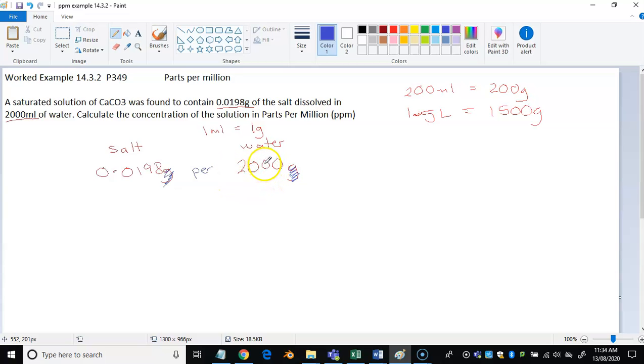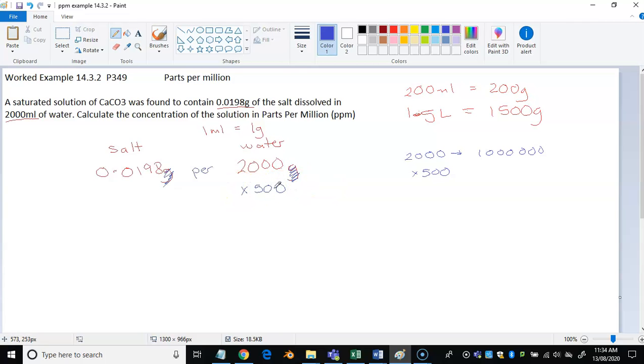Now there's a couple of ways we could do that. How do we turn 2,000 into 1 million? Well, I'm guessing that we can multiply it. What do we have to times that by to turn that into a million? 500? Yeah, we could do that. So we'll times this by 500.